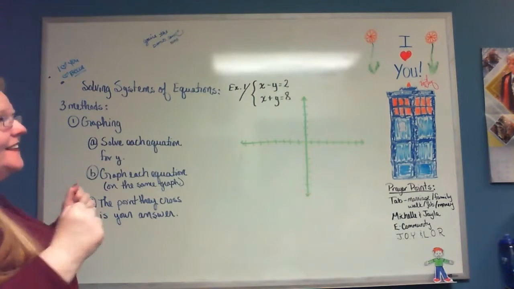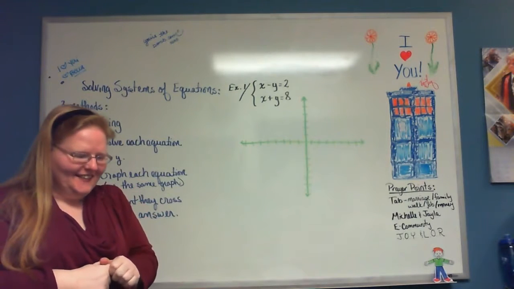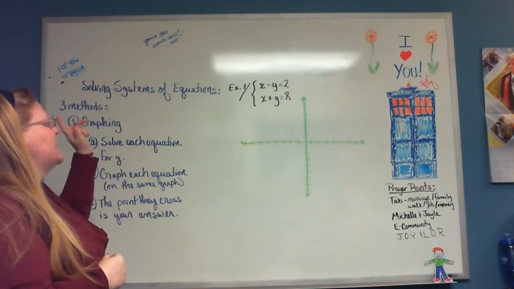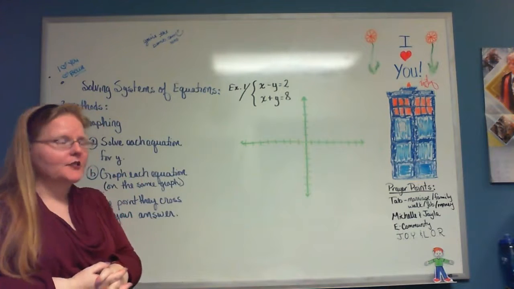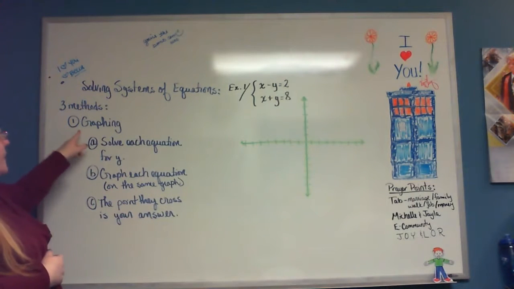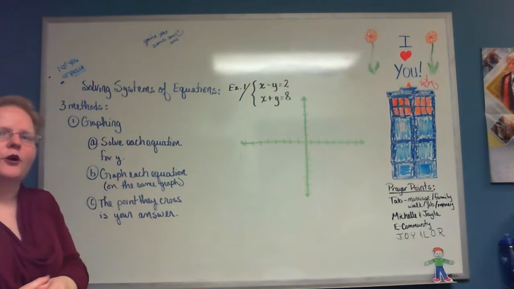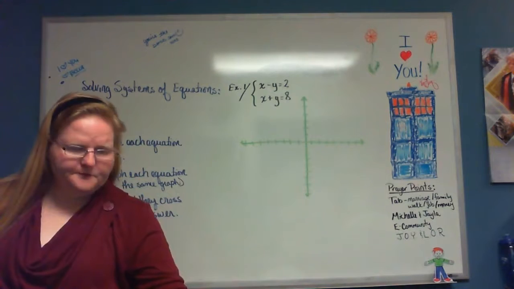Okay, the last chapter this year. Yay! All right, so for this last chapter, it is all about solving systems of equations. There are 3 different ways you can solve a system of equations. You can do it by graphing, or 2 other ways we'll find out about later on. Today, we're just going to cover the graphing part of it.